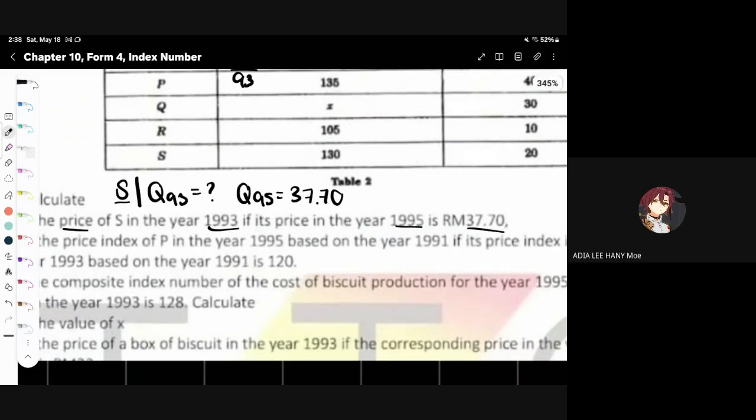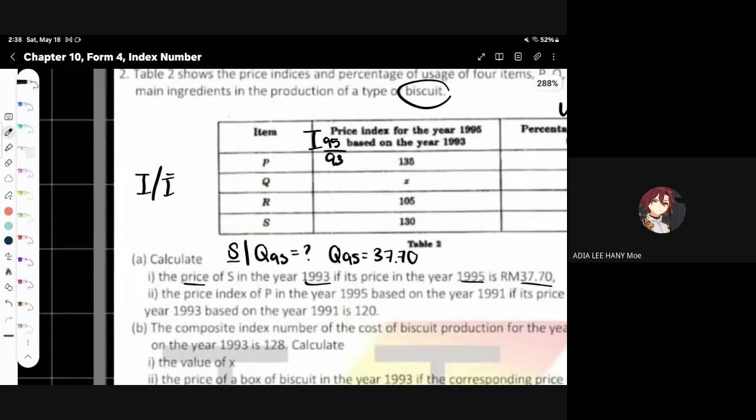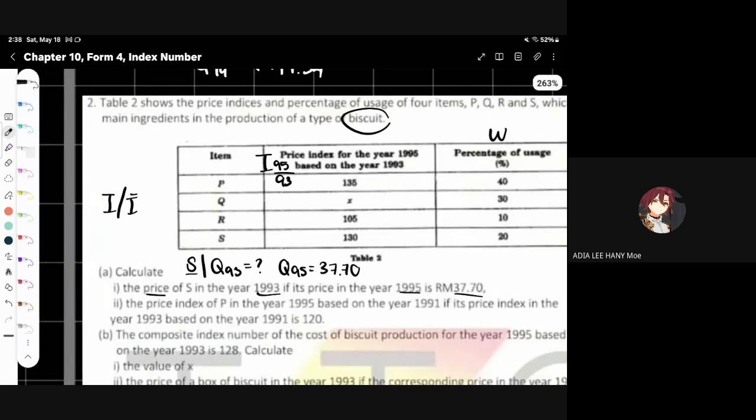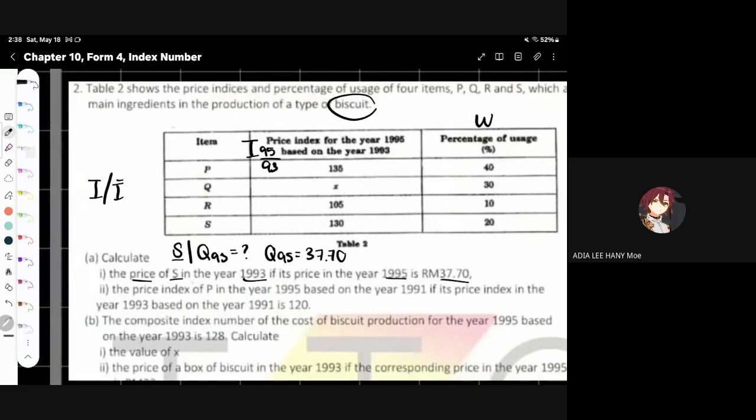So what formula are we going to use? We saw Q. What formula use Q? Either I or composite index. So which I do we use? You guys know? The normal I or the different I? Normal. The normal I, right? Because they're talking about the price of S. If they say price of biscuit, then we use the different I.